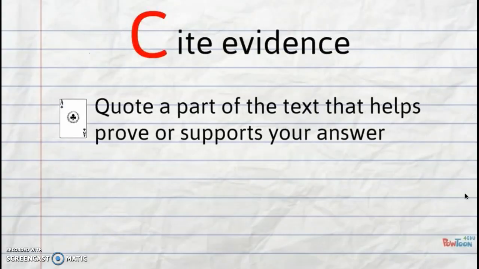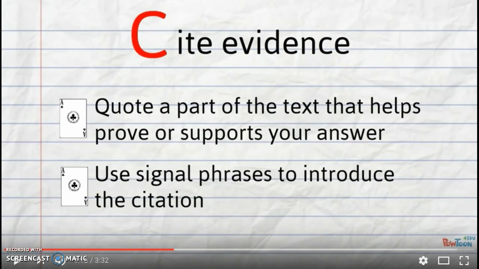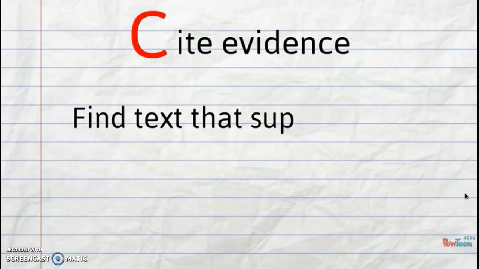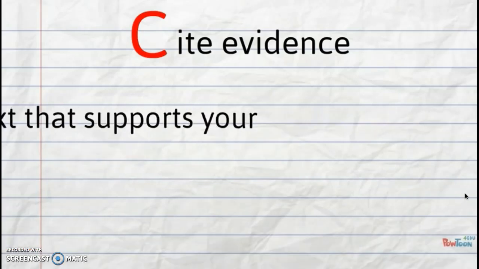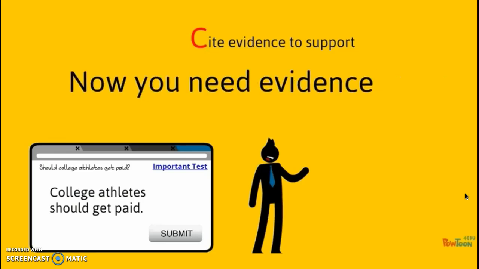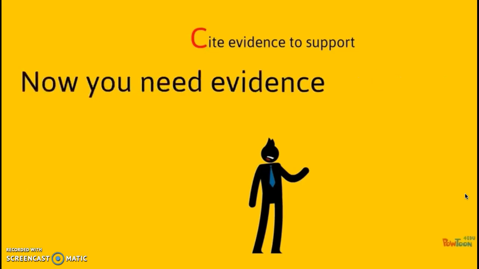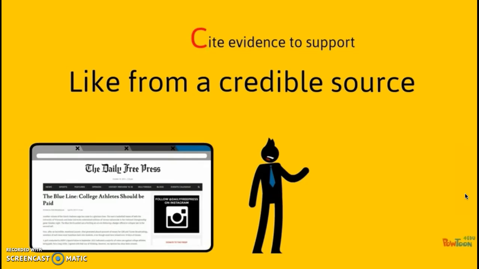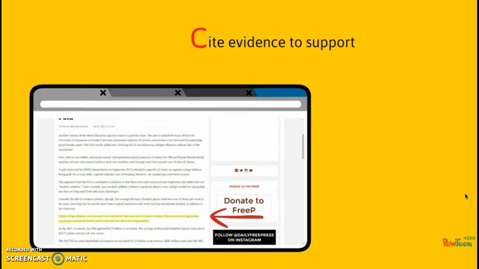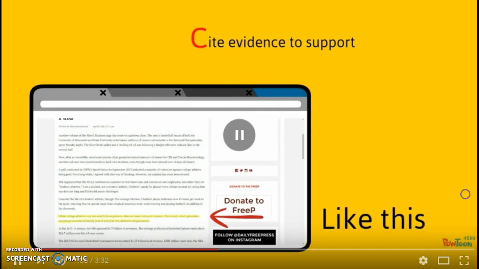C, cite evidence. When you cite evidence, quote a part of the text that helps prove or support your answer. And then use signal phrases to introduce the citation. So find text that supports your answer. In this example, they go to a website to find evidence. So they found one from some newspaper somewhere, and they're going to quote it. For you and your test, it's just going to be the reading that's on the left-hand side of your screen when you're taking the test.